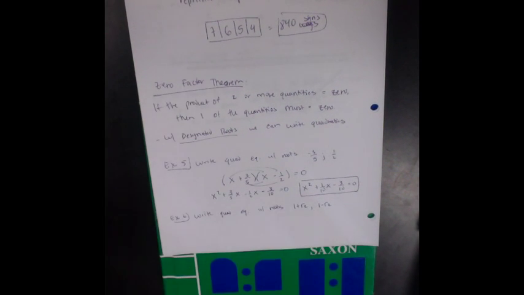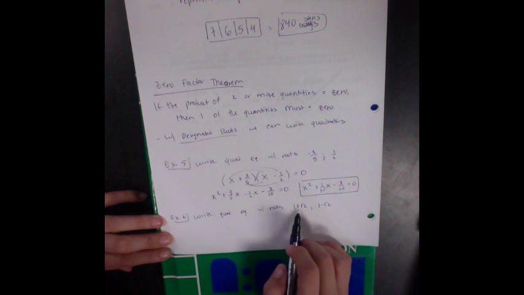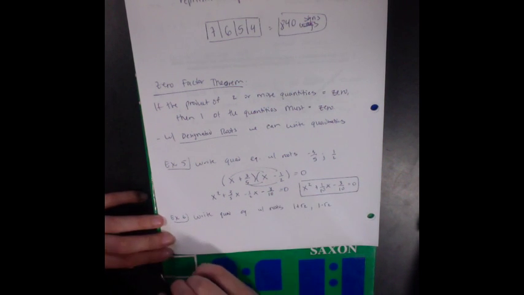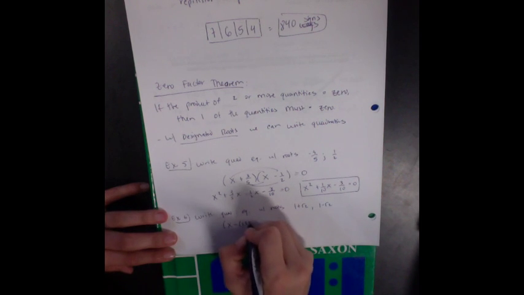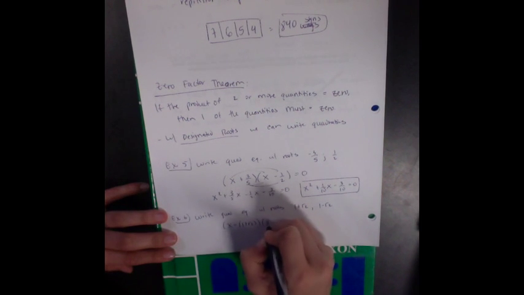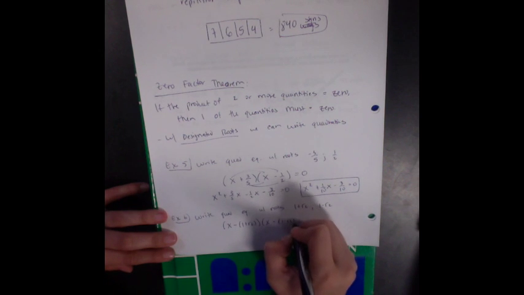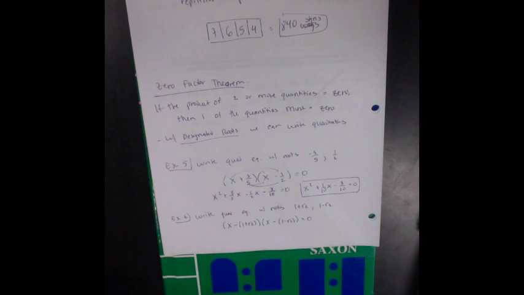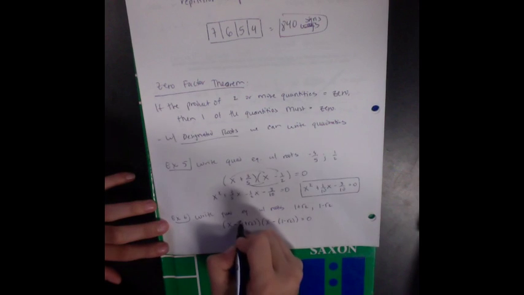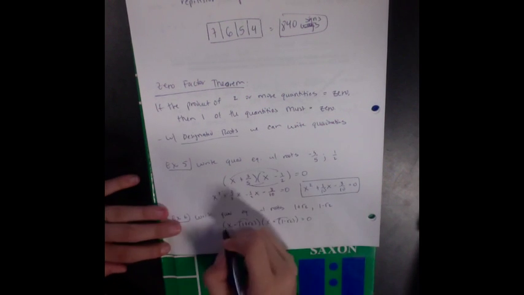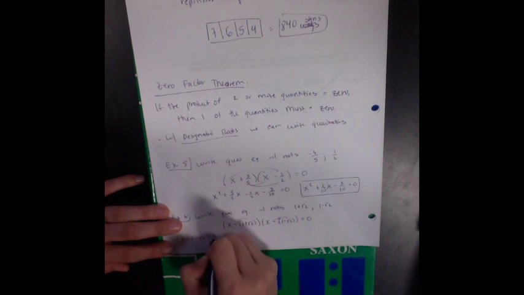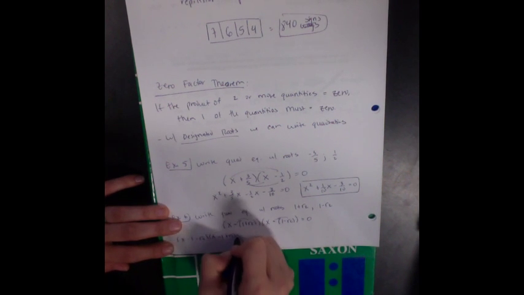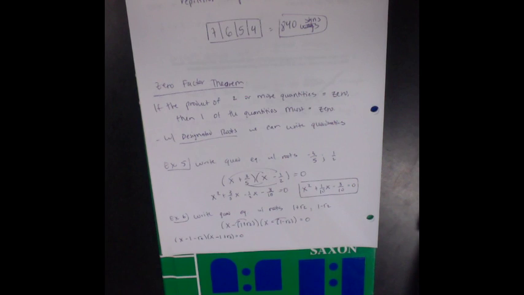Okay, let's do another. Write quadratic equation with roots 1 plus the square root of 2 and 1 minus the square root of 2. So I will have x minus 1 plus the square root of 2 times x minus 1 minus the square root of 2 equals 0. Now I have to distribute my negatives inside my parentheses. So I will have x minus 1 minus root 2 times x minus 1 plus root 2 equals 0.